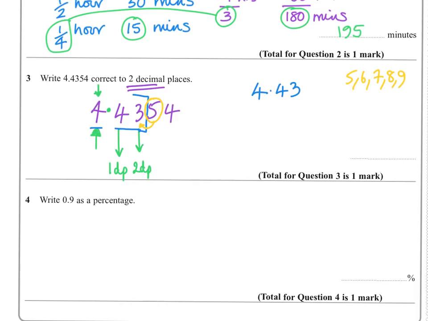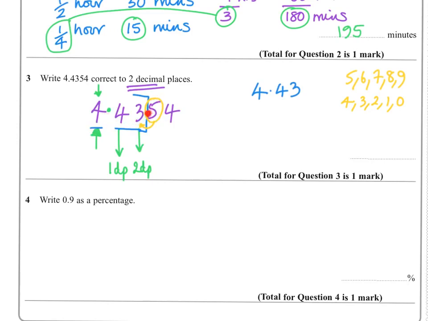If, however, this number here was a 4, a 3, a 2, a 1 or a 0, then it would have no effect on the number it came after. So if this number, for example, was a 2, then you could simply write the answer 4.43, and that would be the answer.